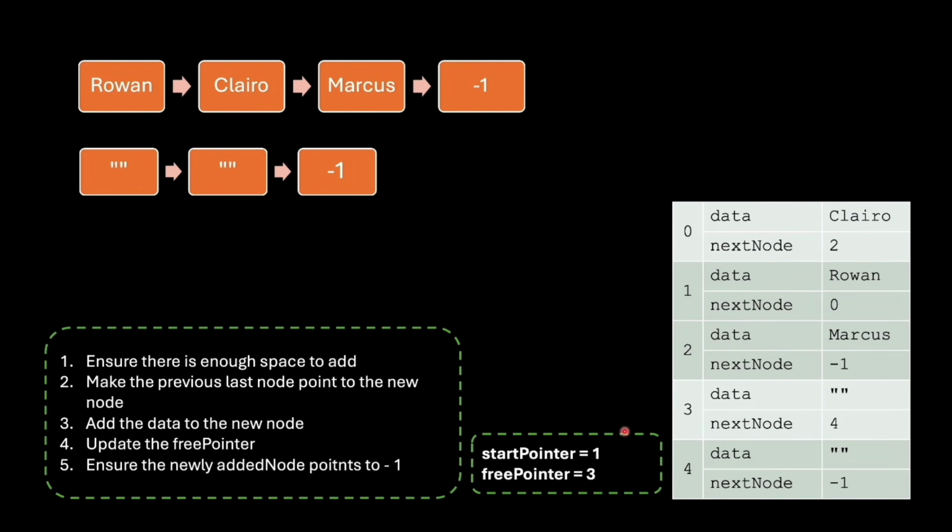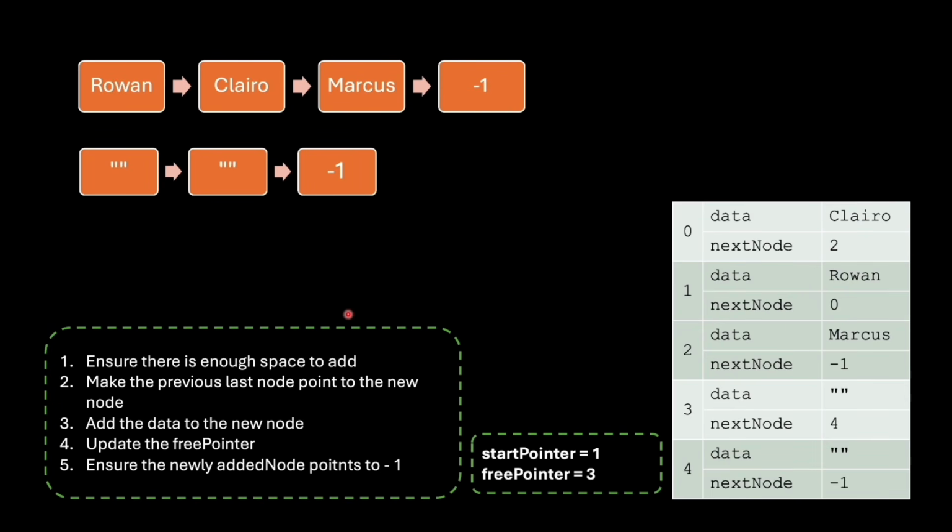Anyway, here we also have 2 pointers. The start pointer points to the index of the first node of our main list, so Rowan. And then the free pointer points to the index of the first node in our free list. So the free pointer is pointing to index 3, which is the index of the first node in our free list. I hope this makes sense.